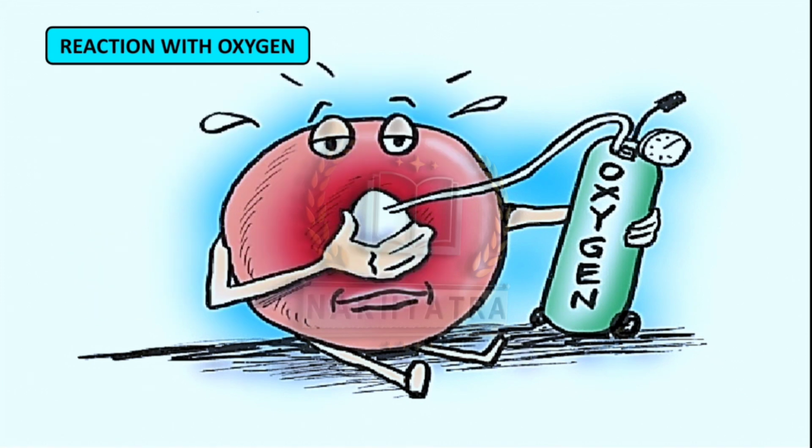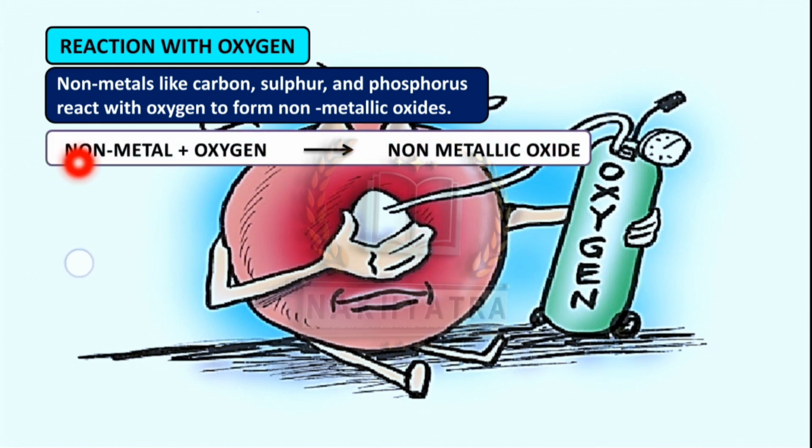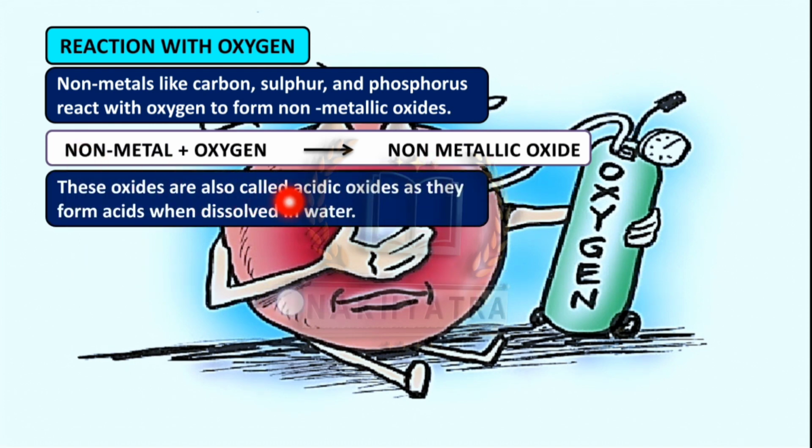Clear everyone? Alright, now let us see the reaction with oxygen in case of nonmetals. Nonmetals like carbon, sulfur and phosphorus react with oxygen to form nonmetallic oxides. This is the general equation: nonmetal plus oxygen forms nonmetallic oxide. These oxides are also called acidic oxides as they form acids when dissolved in water.